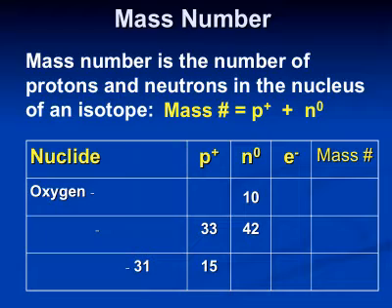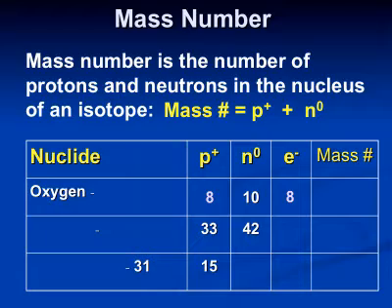If we look at the first row, we're dealing with oxygen. Do I know how many protons oxygen has? Why does it have 8? Because it has an atomic number of 8, so it has 8 protons. This is a neutral atom, which means our positives and negatives have to be equal. So how many electrons do we have? 8. Next we need to figure out its mass number.